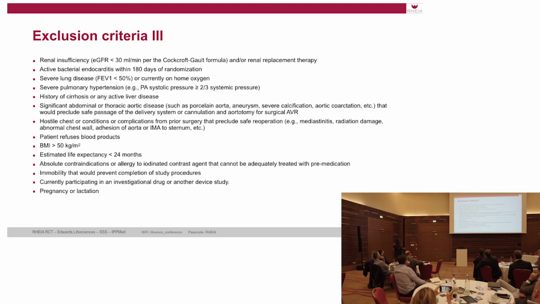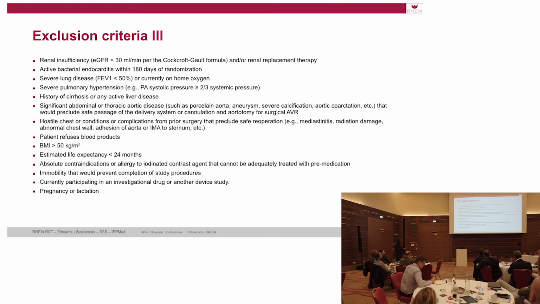So these are the regular exclusion criteria that we all know and we see in all the trials and registries that we've run: severe renal failure and active endocarditis, FEV1 below 50% for the lung function, pulmonary hypertension, and this is something that is new. We don't have a dedicated number, but we exclude the patient with a pulmonary arterial systolic pressure that is above 2/3 of the arterial systolic pressure. Cirrhosis or active liver disease are going to be excluded. Peripheral disease at the level of the abdominal aorta and so on are going to be excluded.